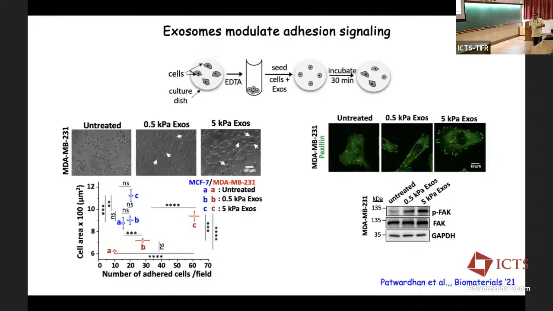Okay, and we did these experiments of adhesion wherein we seeded cells in the presence of exosomes. If you just plate these cells for half an hour and then quantify how many cells have actually attached and what is the average area of the cells, you see the cells which have been supplemented with 5 kPa exosomes are maximally attached and they spread the most. And you can look at phospho-FAK signaling to show that exosomes are actually modulating this adhesion signaling.